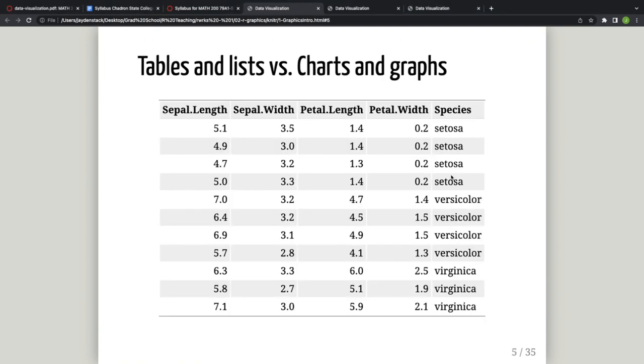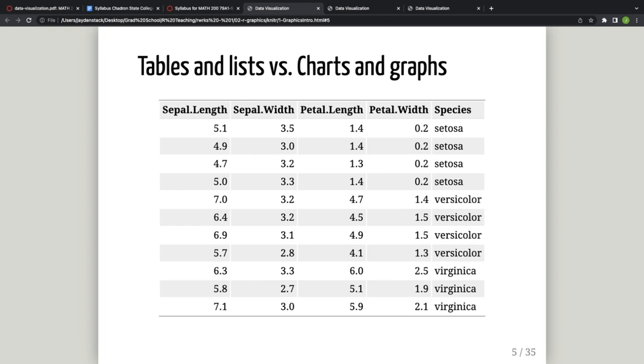And so let's take a look at an example of a table and a list versus a chart and a graph, right? So just by looking at this table here, I know that I have variables called the sepal length, the sepal width, the petal length, and the petal width, and then the species. This comes from the Iris data set that's already preloaded into R. And so you can take a look at this yourself if you would like to as well. But just know that this is a data set of different species of flowers, and comparing their sepal and petal lengths and widths.